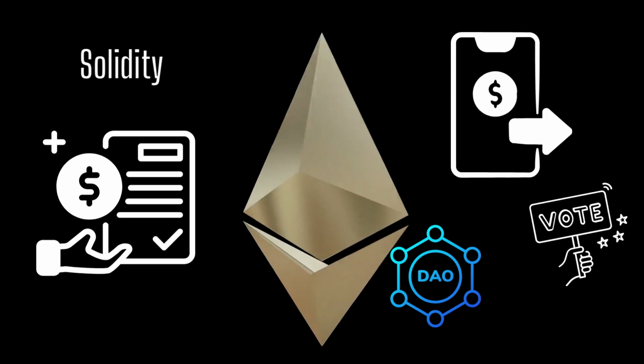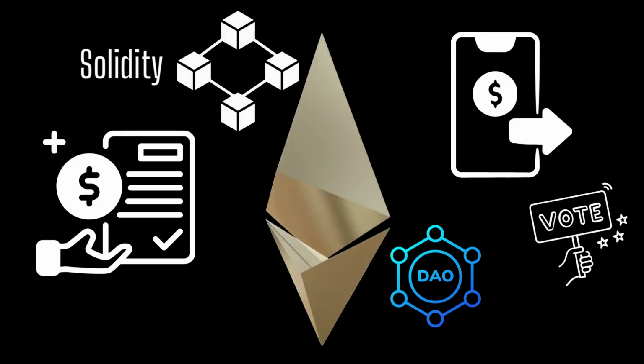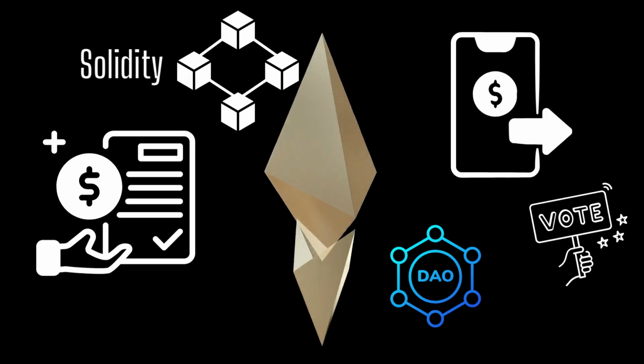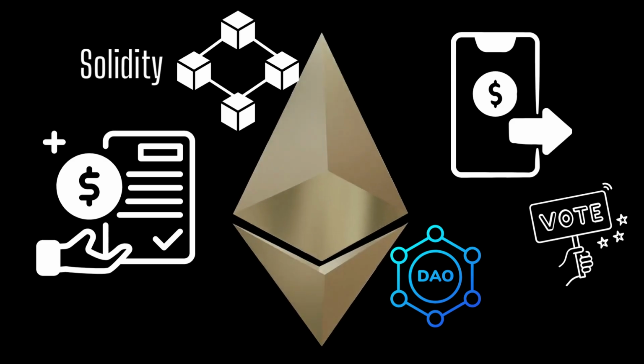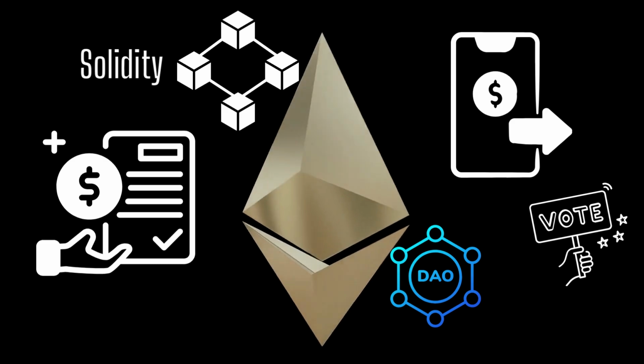Once that code is written and deployed to the blockchain, it's locked in. Every node on the blockchain network has a copy of it, and every time it's triggered, the network validates the conditions and executes the outcome. That's why you can't cheat it. If the conditions aren't met, the contract won't run.